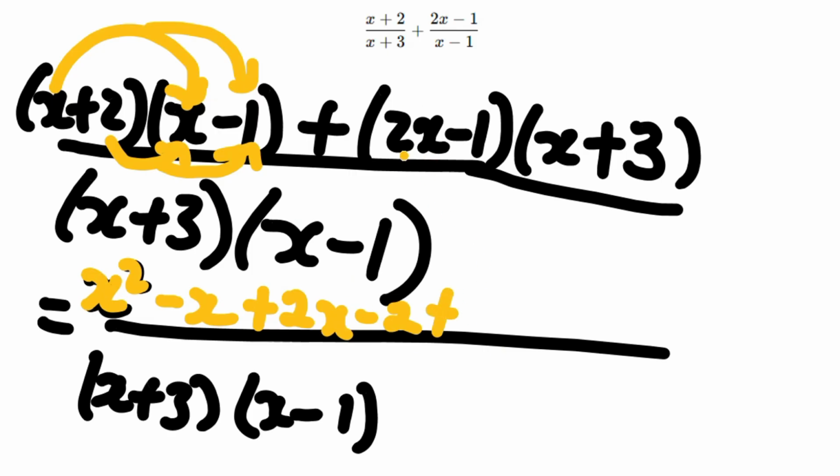Plus now 2x, right? 2x is going to multiply this, becoming 2x squared. 2x is going to multiply +3, becoming plus 6x. -1 is going to multiply this x, giving negative x. -1 is going to multiply 3, becoming -3. So those are for the numerators.